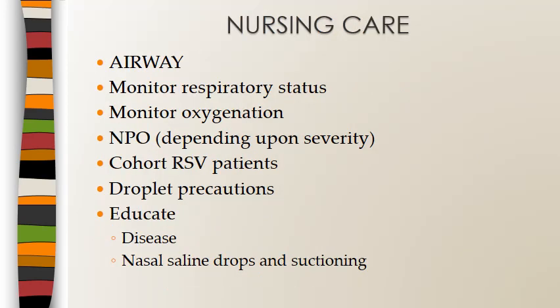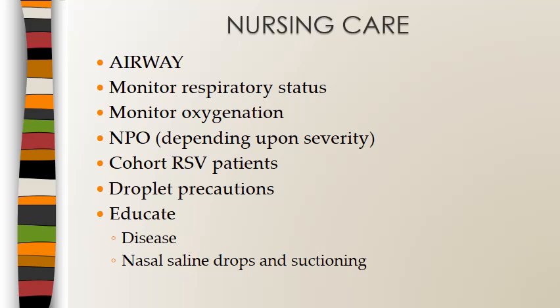So nursing care of these children really does revolve around maintaining a patent airway, monitoring their respiratory status very closely so that we can diagnose respiratory distress quickly and give them the support that they need. We're going to monitor their oxygenation. They may or may not be NPO depending upon the severity of their disease.